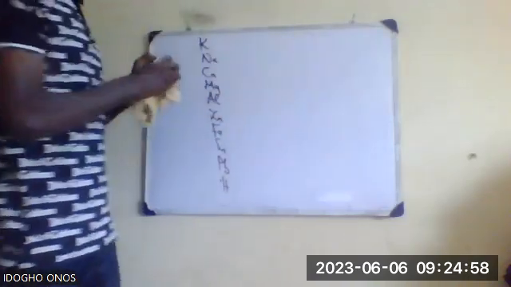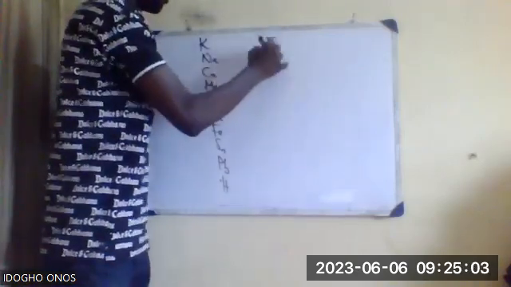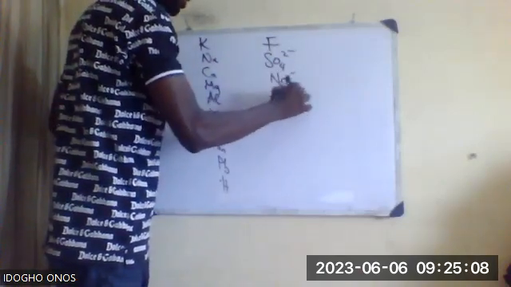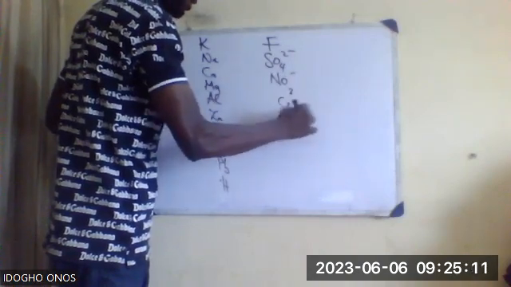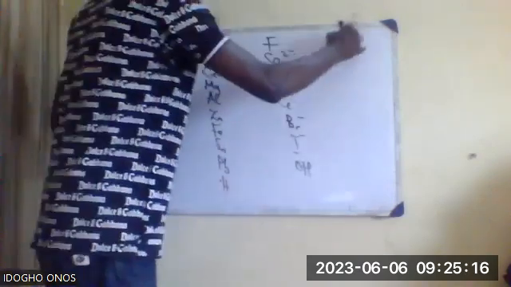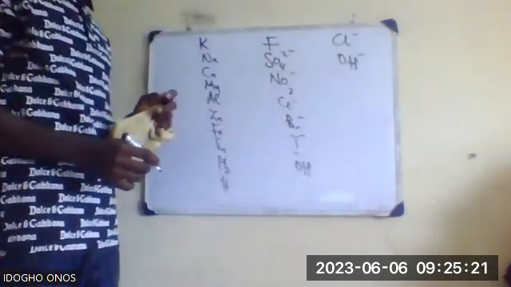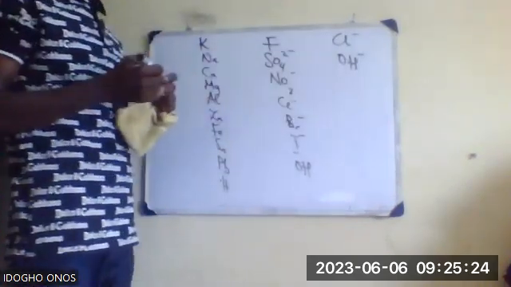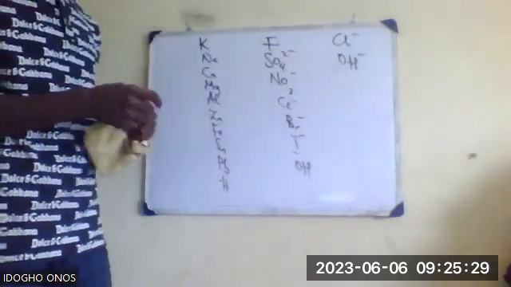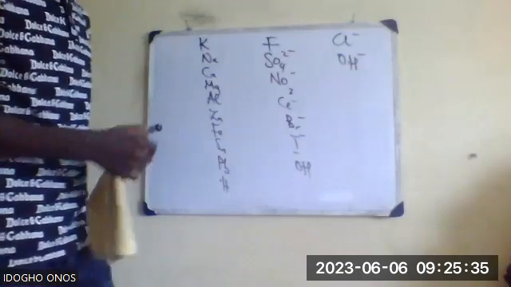Now, let's look at the anions, using this same example. I have fluorine, sulphate, nitrate, chloride, and hydroxide, then oxygen. Now, I have a chloride ion and hydroxy ion. In terms of position, which of them should be preferentially discharged, chloride ion or hydroxy ion? Hydroxy ion will be preferentially discharged.